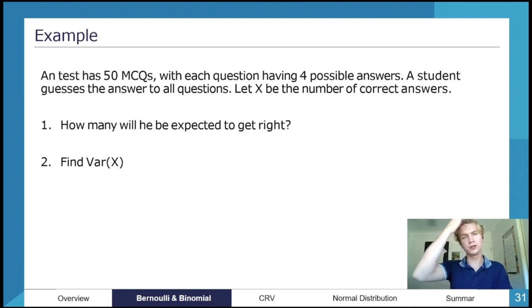That's step 1 we were supposed to do, because there's success, failure, independent trials, and also its probability is constant. It's not changing, essentially. So how many would be expected to get right?